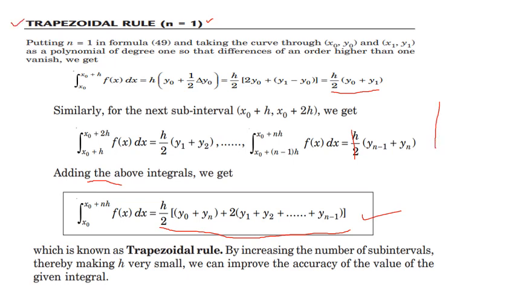Please remember that in the trapezoidal rule, we are fitting a straight line. So you please remember that we are fitting the straight line. So the area is nothing but the area of trapezium.